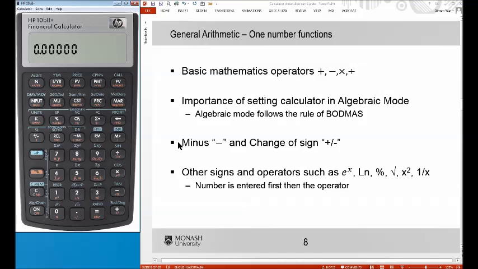Please note that we have a plus/minus key in our calculator right here. This is a change of sign, which is different from the minus key.